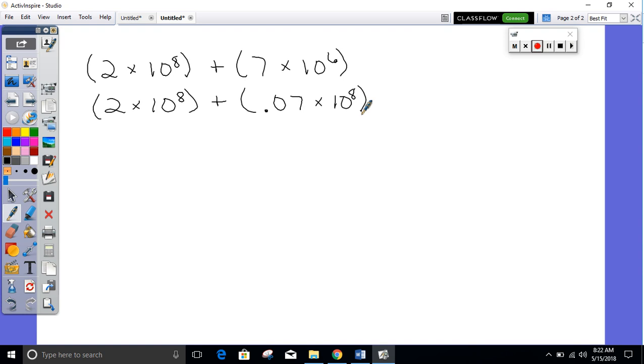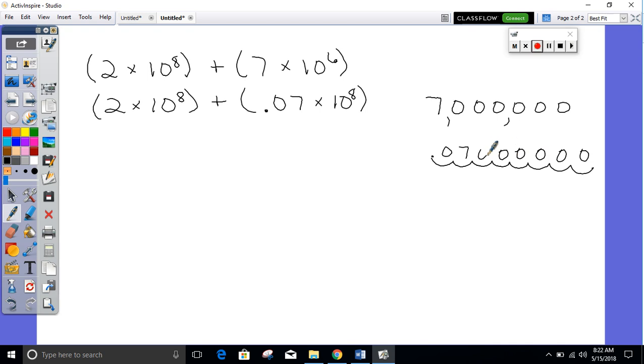That's the same number as 7 times 10 to the 6th. If we have 7 times 10 to the 6th, that's 7 with 6 zeros: 7 million. If we have 0.07 times 10 to the 8th, I'm going to move my decimal over 1, 2, 3, 4, 5, 6, 7, 8, which results in 6 zeros. We don't need a 0 at the beginning. So it's the same number, we're just showing that we're adjusting the decimal place differently.